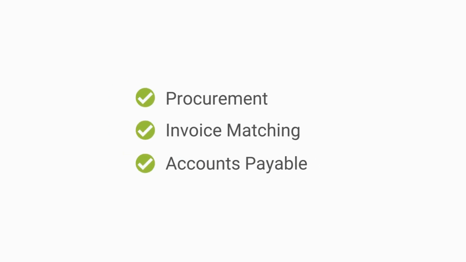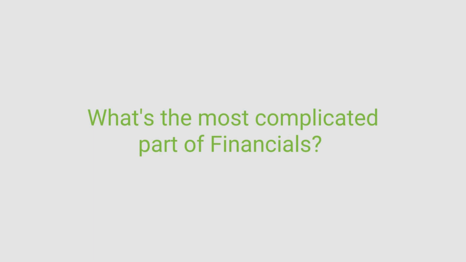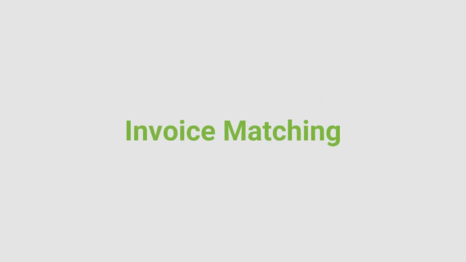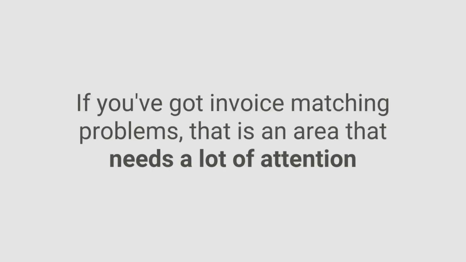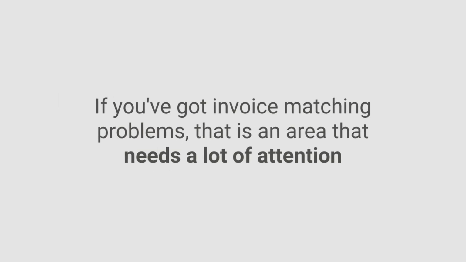If you're looking at purchase to pay, you may have the procurement and invoice matching modules and accounts payable modules. So we tend to look at the whole process to make sure it's fit for purpose. If you ask me what's the most complicated part of financials, there's no doubt that it's invoice matching. If you've got invoice matching problems, that is an area that needs a lot of attention. If the invoice matches to the receipt, it's simple. But if it doesn't, it could be something to do with the process that's driving it.